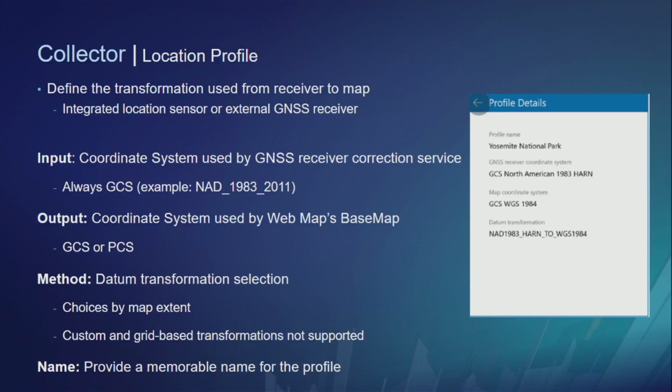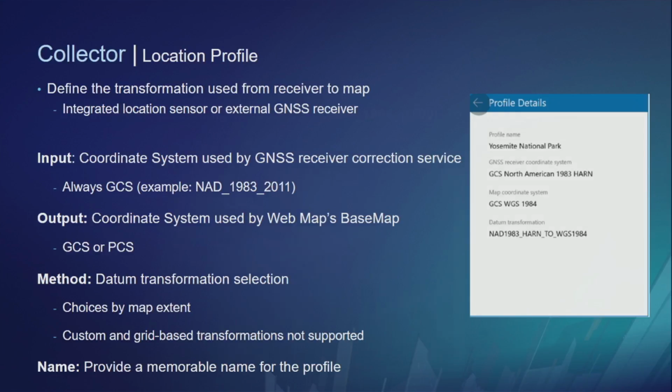And for the datum transformation selection, in the current release version of Collector, we do not support grid-based transformations. That will change with Aurora, which we'll get to down the road in the presentation. It's in there now. And then you also want to provide a memorable name for your profile, in case you have multiple.